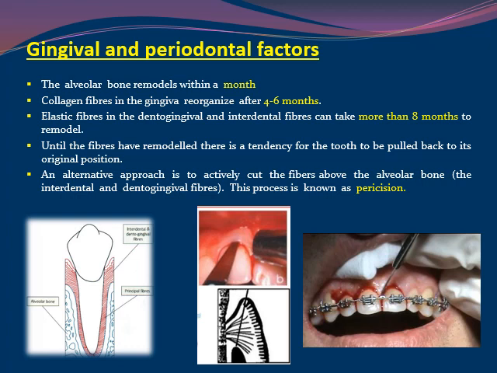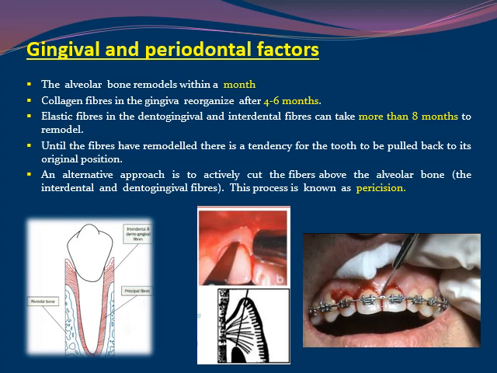In addition, the alveolar bone takes about 1 month, while collagen fibers take about 4 to 6 months, while elastic fibers اللي يكون تأثيرها أكبر بالريلابس لأن تحتاج أكثر وقت تقريبا more than 8 months to remodel. So that the teeth in this situation are unstable because the effect of these fibers try to pull the tooth back to its original position and there will be relapse.